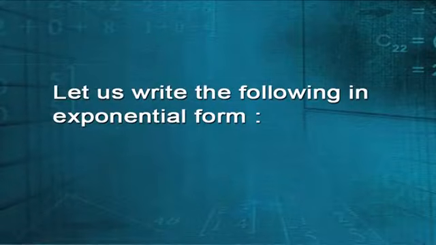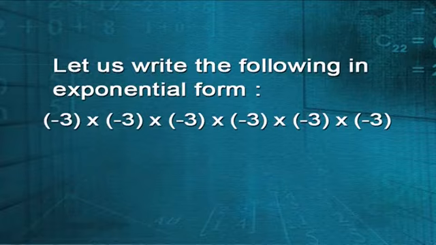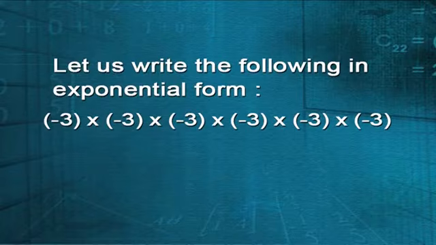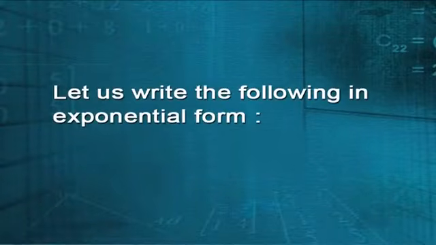Learners, let us now write some of the given numbers in exponential form. Suppose you are given some numbers and we want to write them in exponential form. Let us see how we can write them in exponential form. For example, suppose you are given minus 3 multiplied by minus 3 multiplied by minus 3 multiplied by minus 3, 6 times. Here the base is minus 3 and how many times is it multiplied to itself? 6 times. Therefore, you can write it as minus 3 raised to power 6, where exponent is 6. Let us write the following in exponential form.